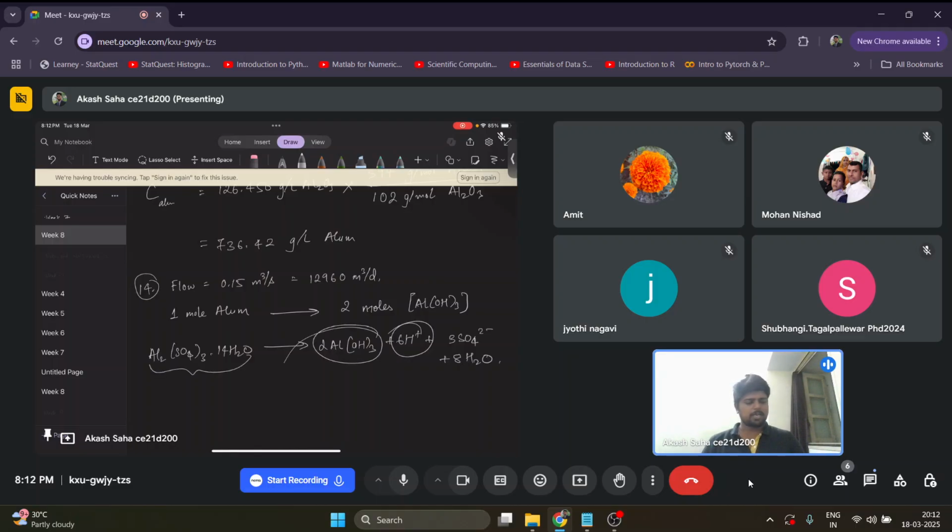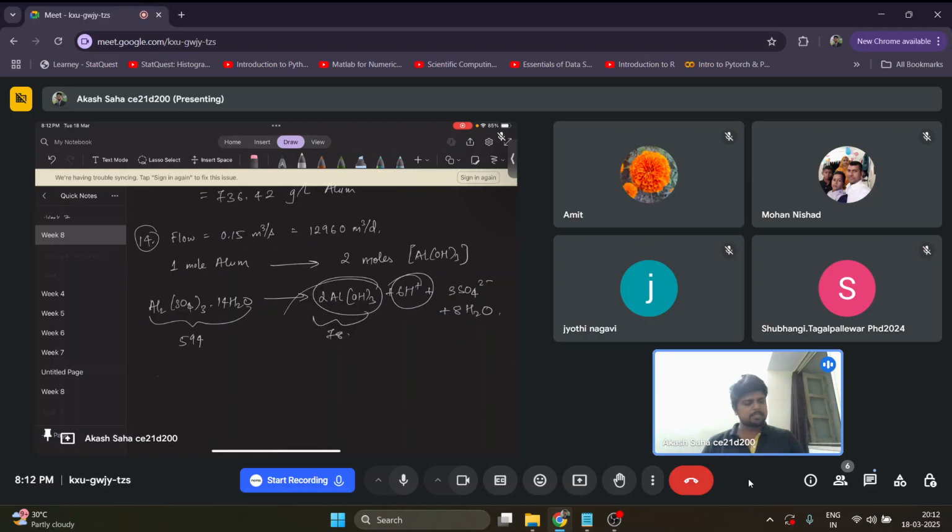So what is the weight of alum? Alum is 594, Al(OH)3 is 78. Okay, these are the weights. So what does it mean? It means that for 594 grams of alum, we will get 2 into 78 grams of Al(OH)3. This is the sludge. So for 1 gram of alum, we will get 2 into 78 by 594.